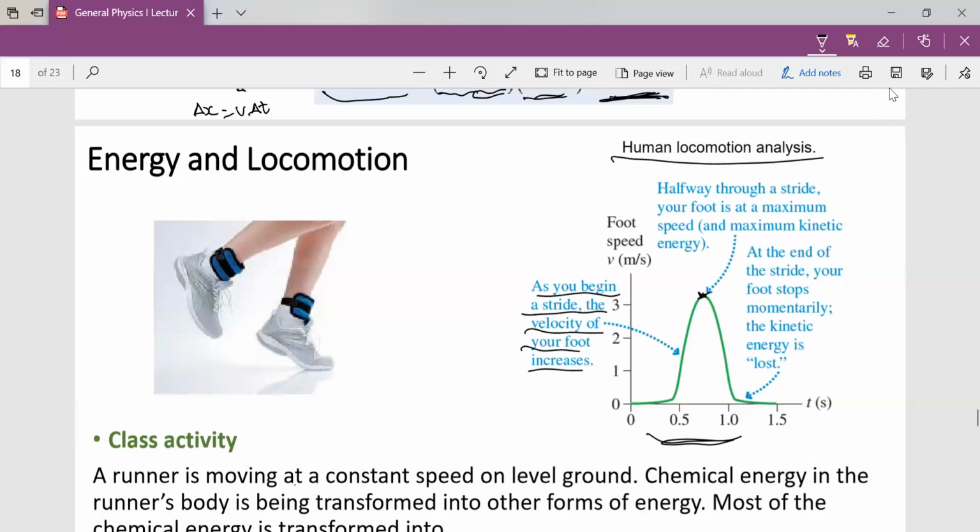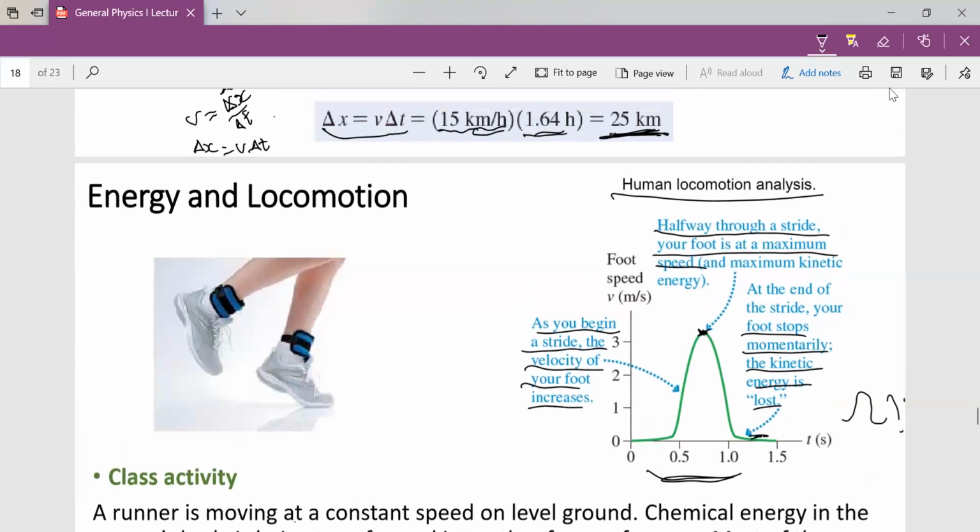So we see here that when you are at the maximum speed, you're at the peak of the curve. Then at the end of the stride, the kinetic energy of your foot is momentarily lost and it goes back to rest. That is, the foot is on the floor again. You return back to the potential. So as you're taking a walk, you keep converting rest to motion, to rest, to motion. So you have the plot going that way, because the plot you have is just for one stride.